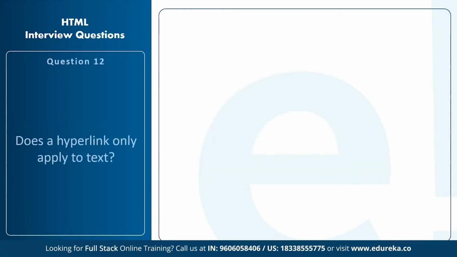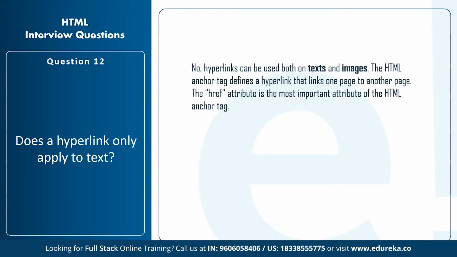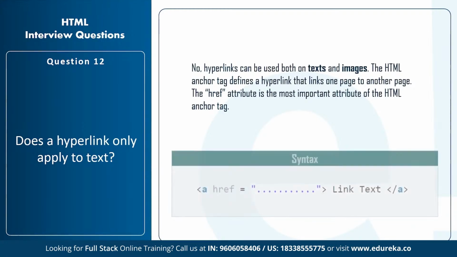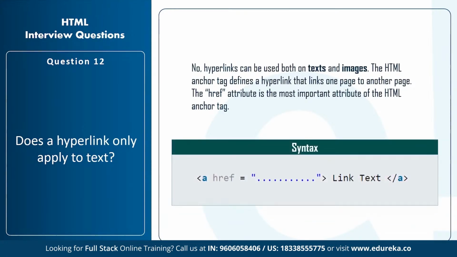The next question is, does a hyperlink only apply to texts? The answer is no, because hyperlinks can also be used on texts and images. Now the HTML anchor tag defines a hyperlink that links one page to another page. And the href attribute is the most important attribute of the HTML anchor tag.